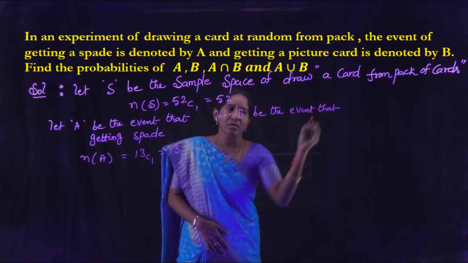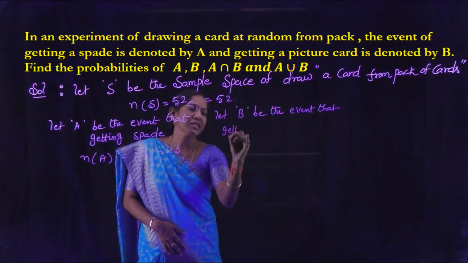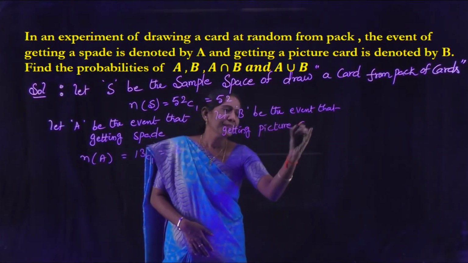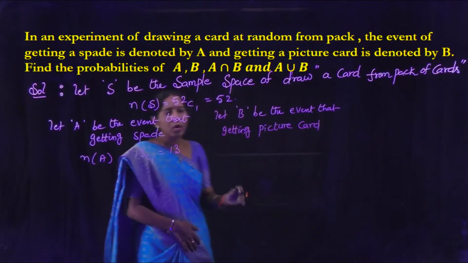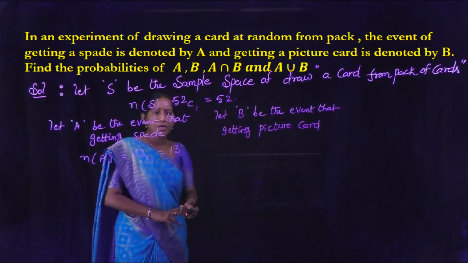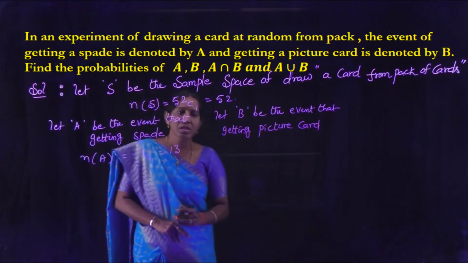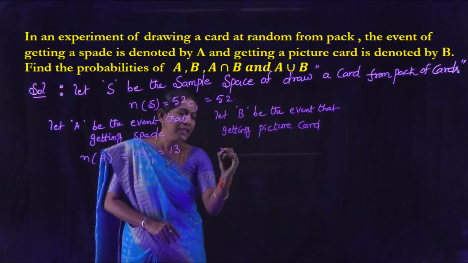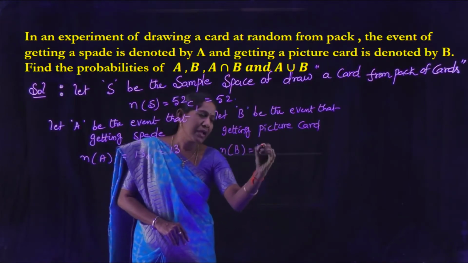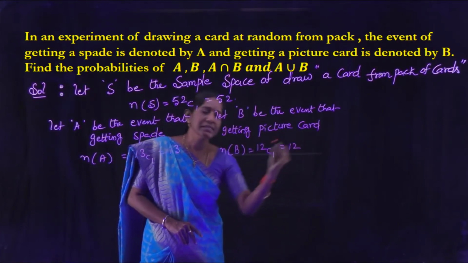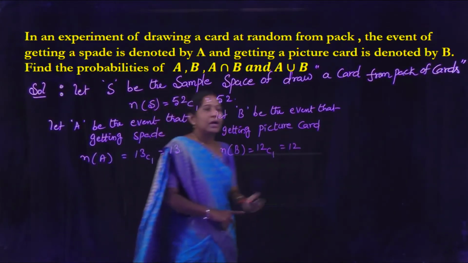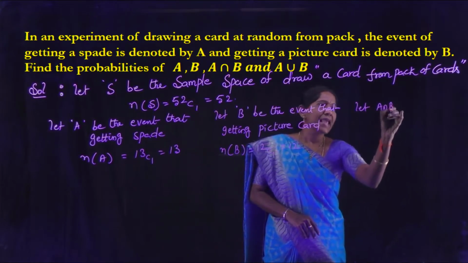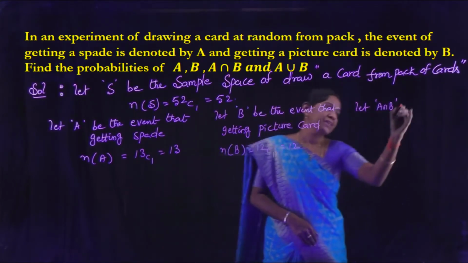And let B be the event of getting a picture card. We know out of the 52 cards, there are 12 picture cards. So getting a picture card out of 12 picture cards, that is n of B, the value 12 C1, that is 12.